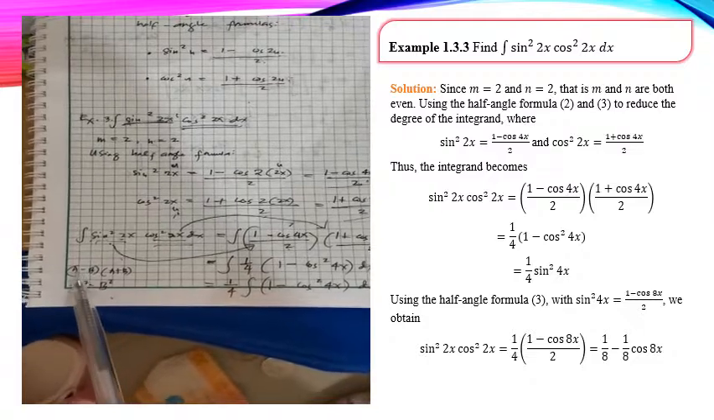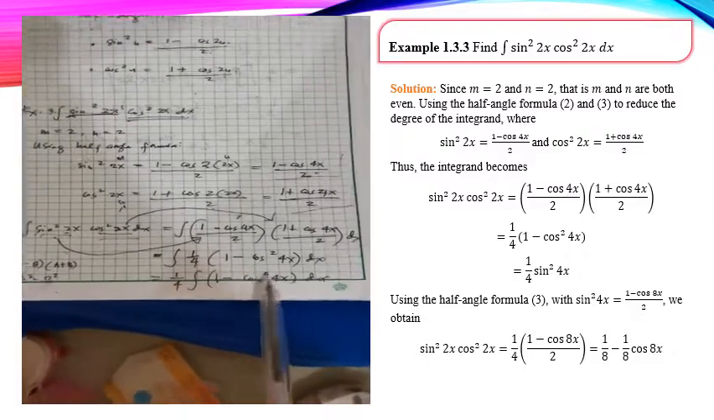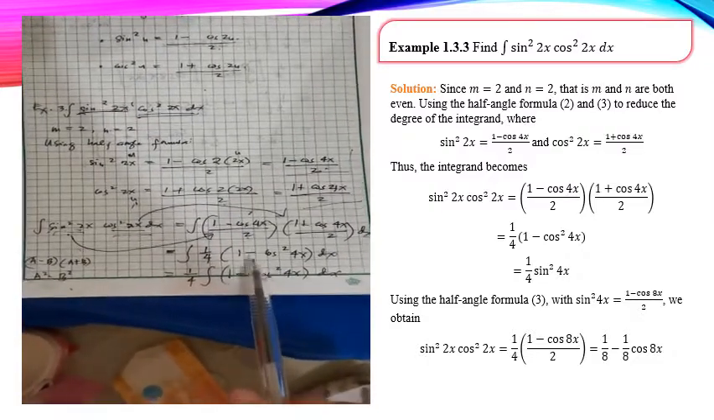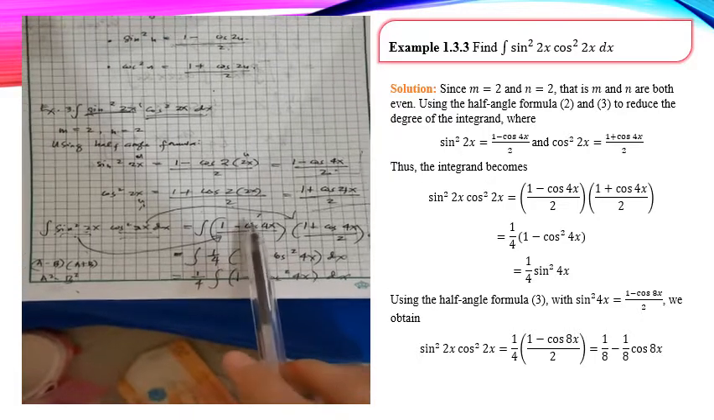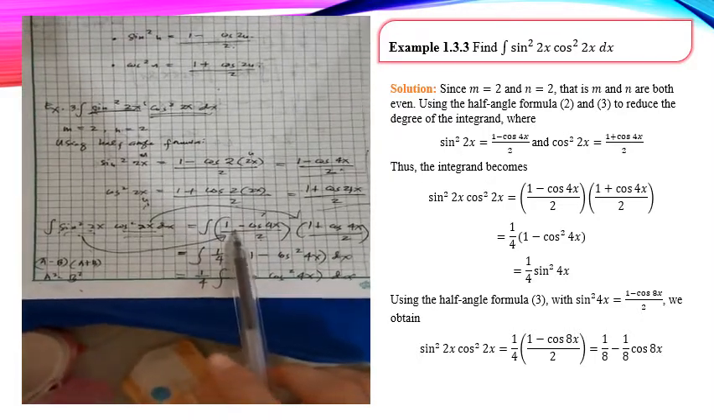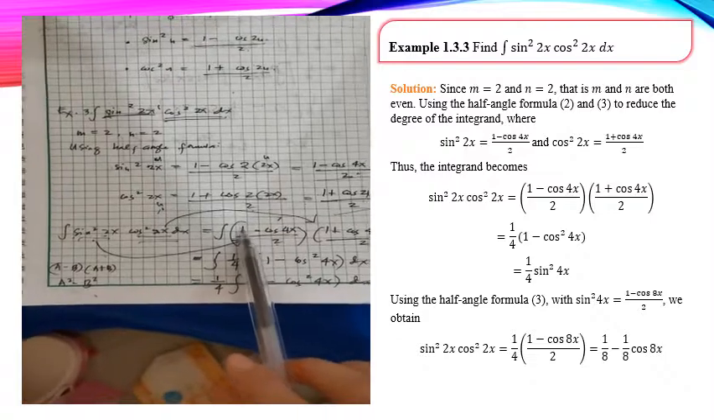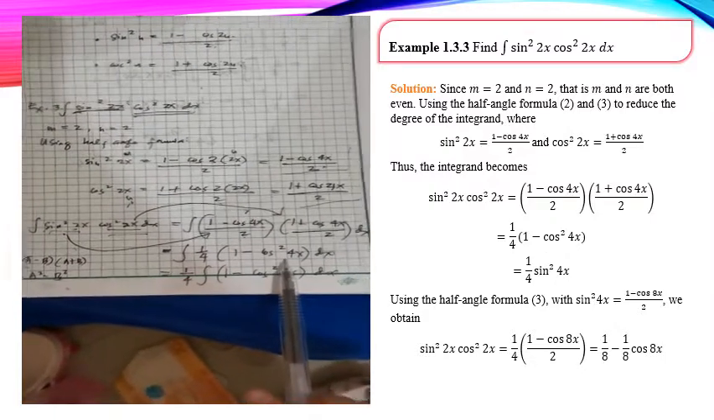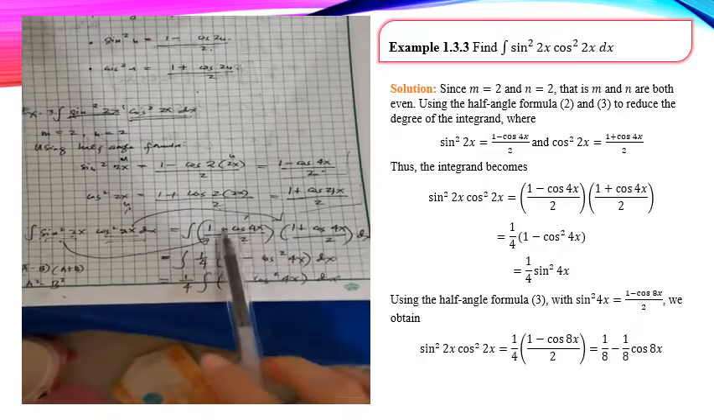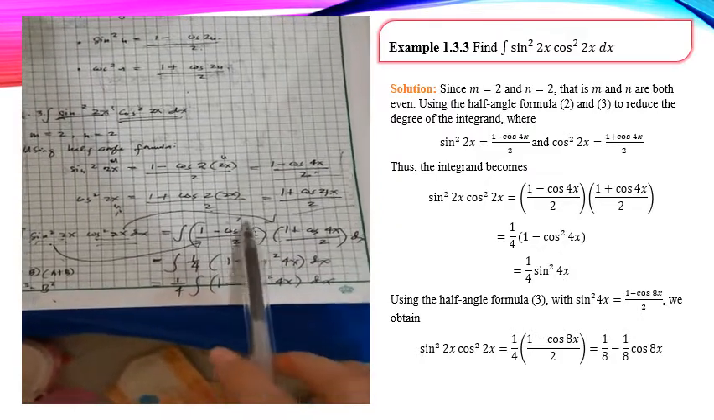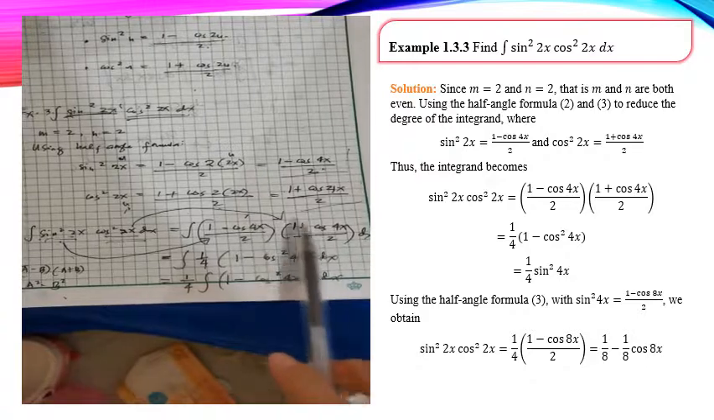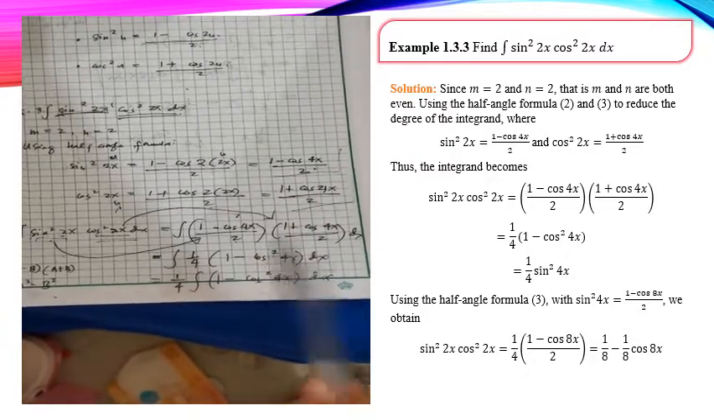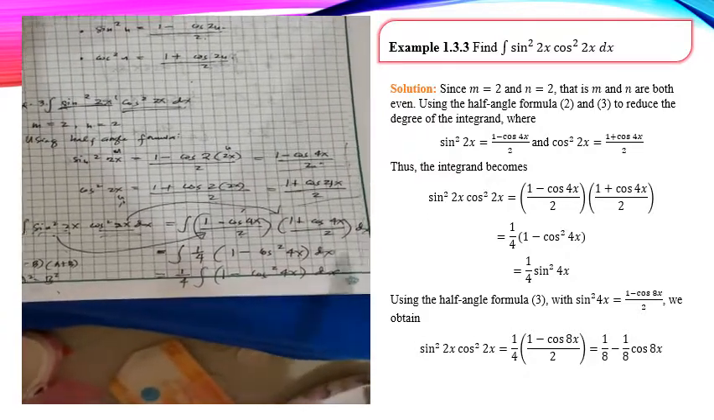Ibig sabihin, yung squared lang ni a at saka yung squared ni b. So, that's why ito naging 1 minus cosine squared 4x kasi negative, positive. So, ang squared ni 1 is 1, squared ni cosine 4x is cosine squared 4x. Basta magkaiba ng sign.